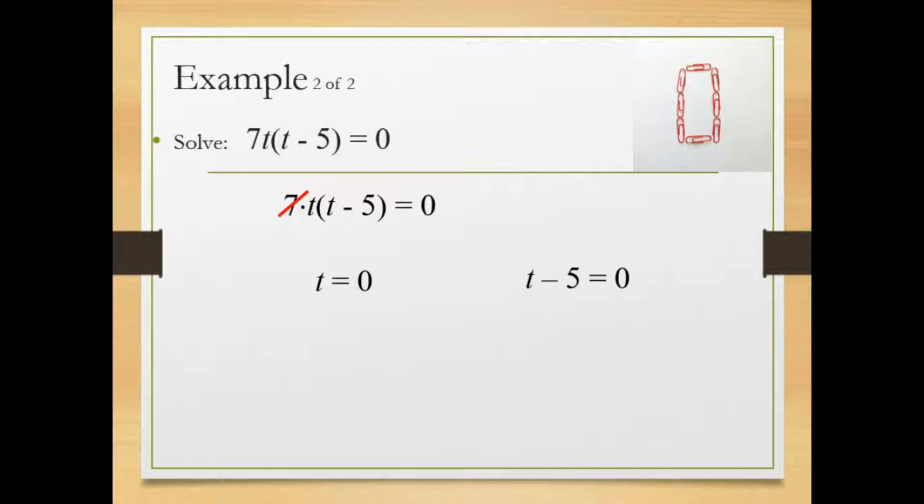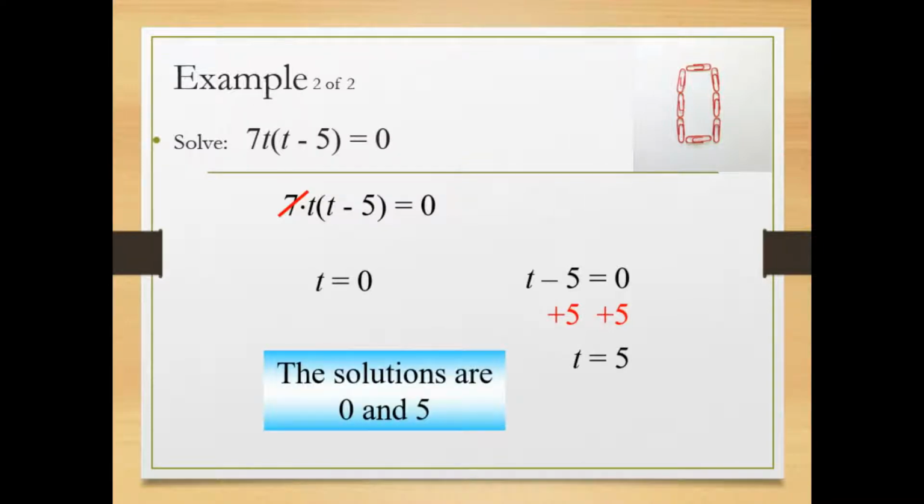T equals 0 is done. That's one of our solutions. But on this other factor, we'll add 5 to both sides, solving for t to give us a solution of t equal 5 along with the 0 that we had before. These are the two values for the variable that will give us a true expression for this equation.